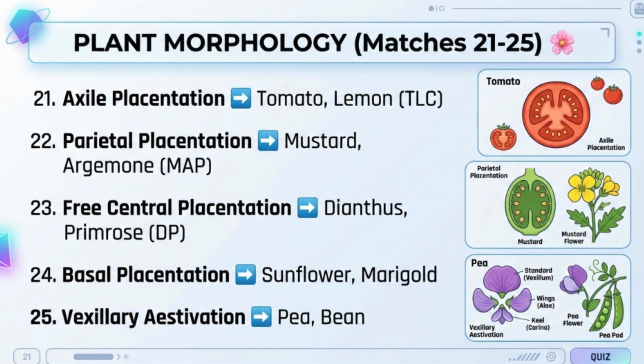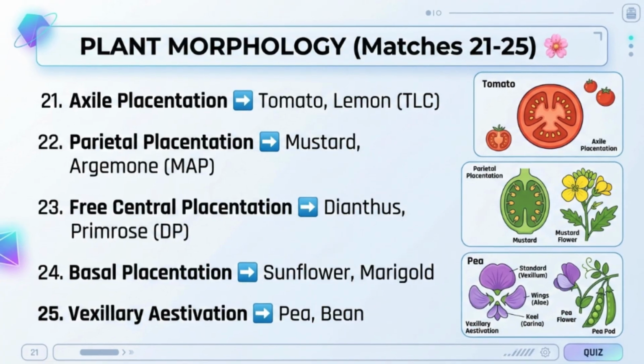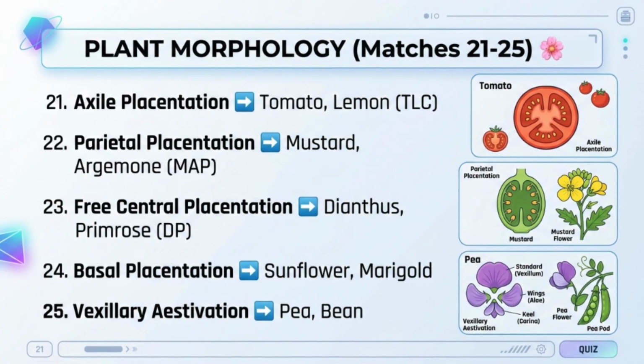Next, plant morphology. Remember our master codes. Axile placentation is TLC, tomato and lemon. Parietal is MAP, mustard and argemone. Free central is DP, dianthus and primrose. Basal is sunflower and marigold. And vexillary aestivation is unique to the pea and bean family, Fabaceae.